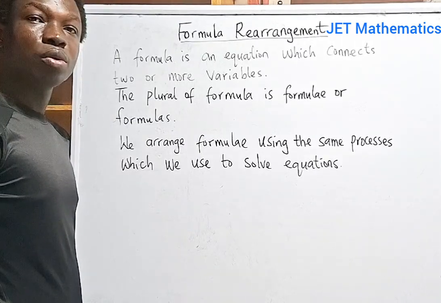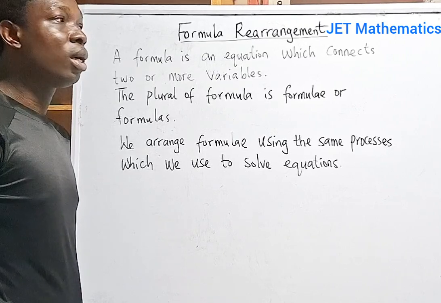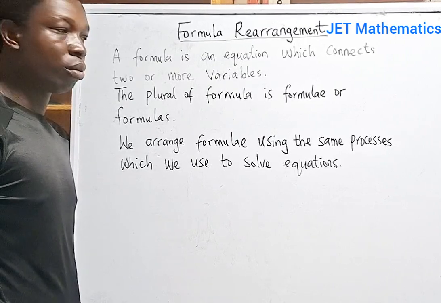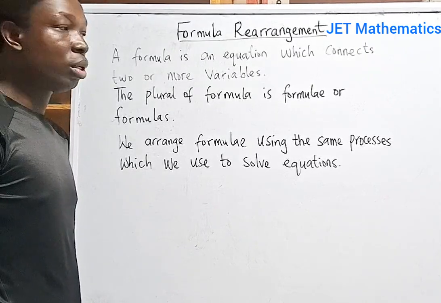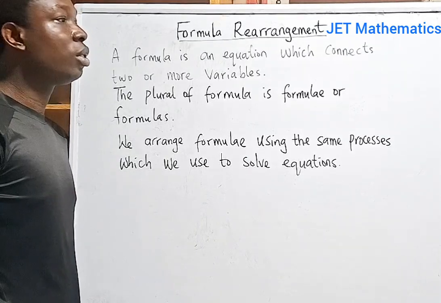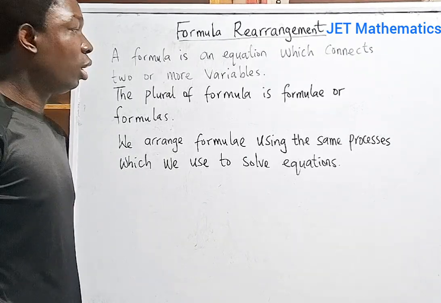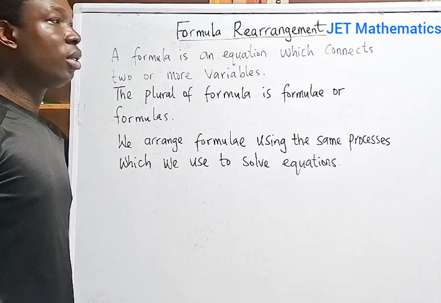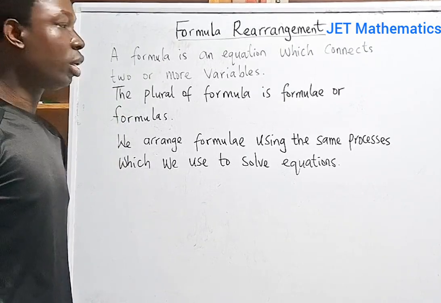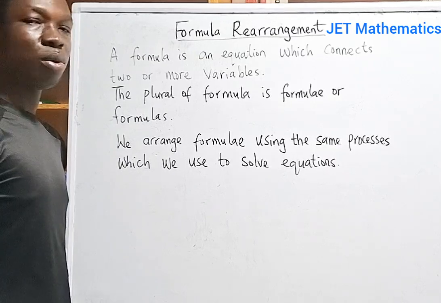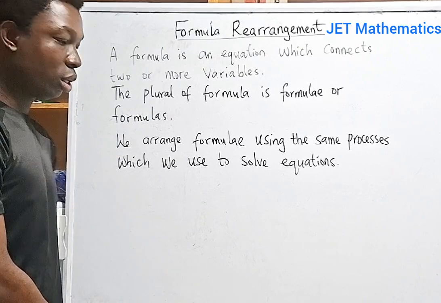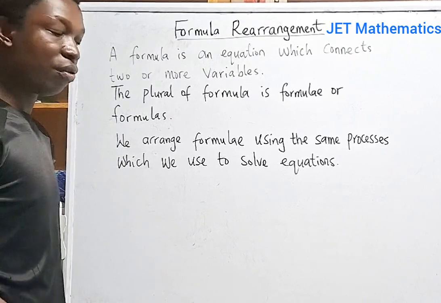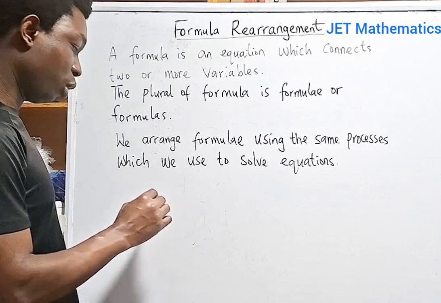In today's class, we'll be looking at formula rearrangement. Before we start solving problems on this, let's see what a formula means. A formula is an equation which connects two or more variables. Variables are unknown. So for instance, we have the formula for speed.